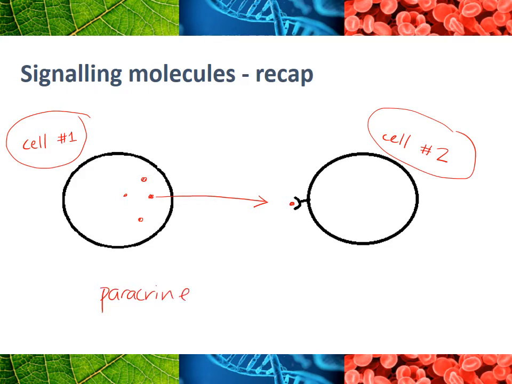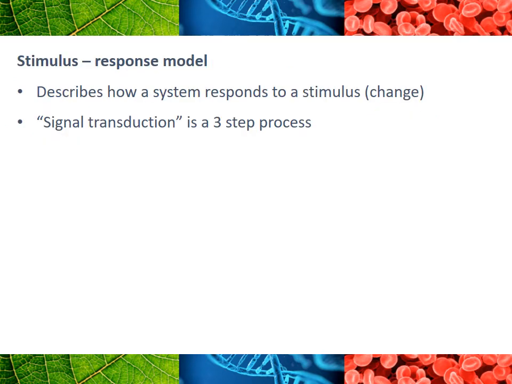But remember that this could also happen in the same cell, so it could all stay in cell number 1 where it would be autocrine, or it could be traveling to a completely different area of the organism and it could be endocrine. But I just wanted to recap that because what we're looking at is how this happens, what happens once a cell receives.